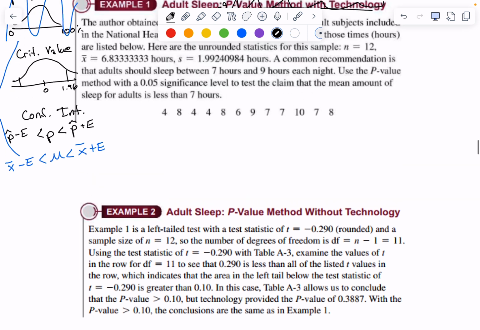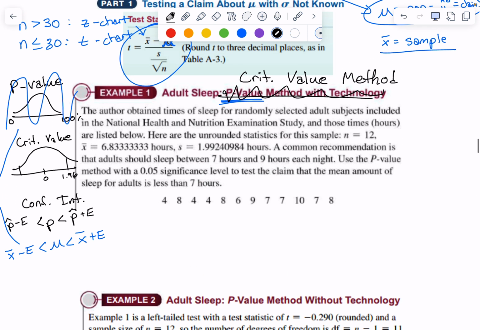Oh, they have "without technology" on example 2, but you can't do every one of them without technology, so we just skip the technology part. Okay, all right. National Health and Nutrition Examination Study, and we are talking about what?